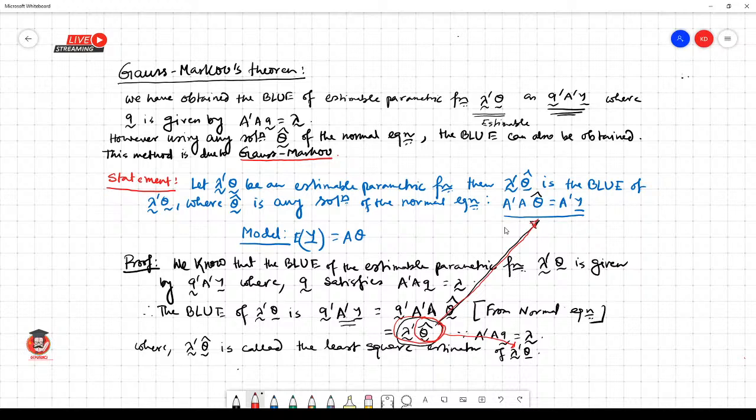Next day we will take some examples and then check some other estimability conditions of parametric functions, and if time permits, we will also discuss the variance covariance matrix, and if time permits, then we will discuss sum of squares and corresponding degrees of freedom.